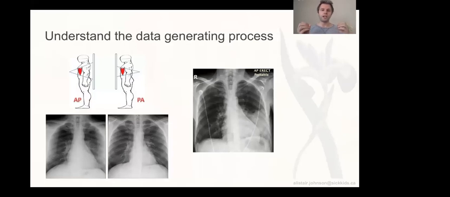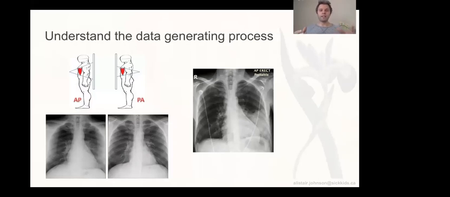There are two different mechanisms of taking a frontal X-ray. There's AP and PA, anterior-posterior and posterior-anterior. So front to back and back to front. And these two imaging approaches, these two ways of having the patient stand during imaging, have big impacts on the way the image looks.